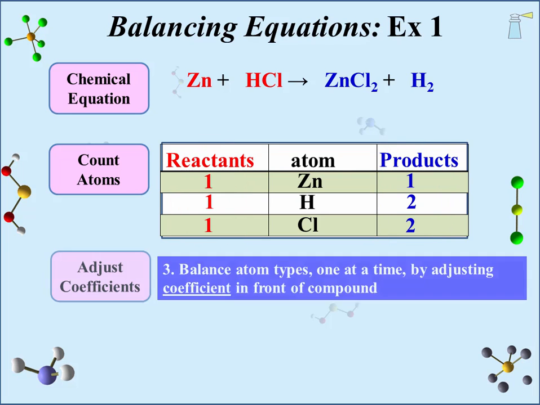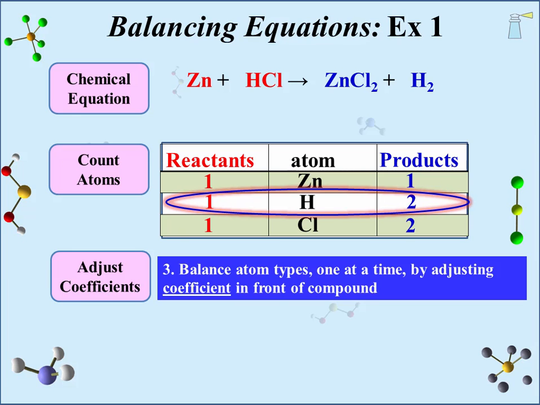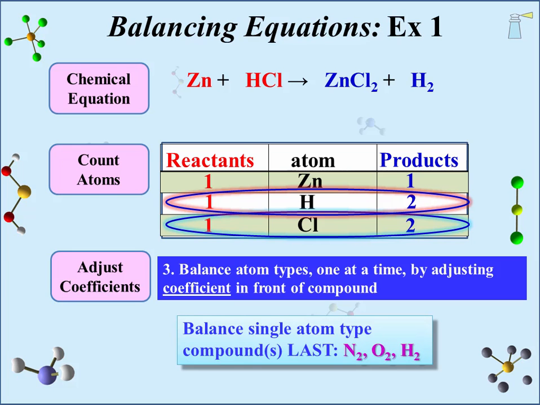Moving to step 3, we attempt to balance this equation by changing the coefficients in front of the compounds, and we do so one atom at a time. But which of the atom types that are not balanced should we attempt to balance first? A look at the tally shows that the hydrogens are not balanced. Neither are the chlorines. The decision of which atom to balance first should include using the tip that says balance single atom type compounds last.